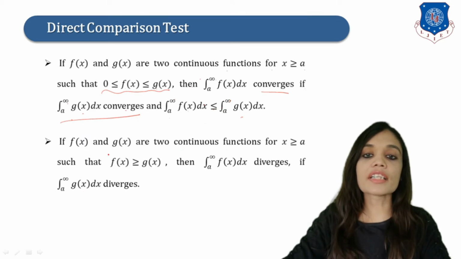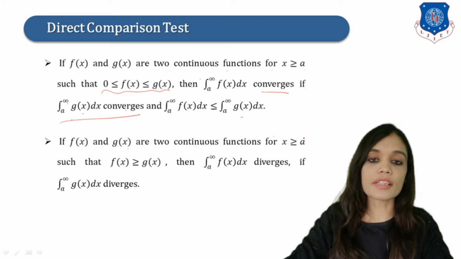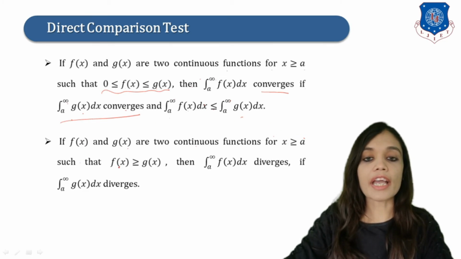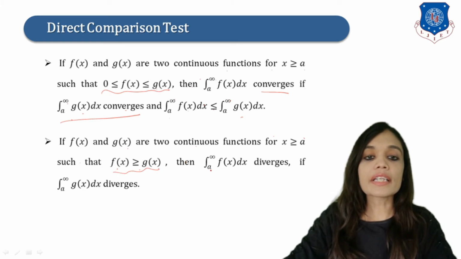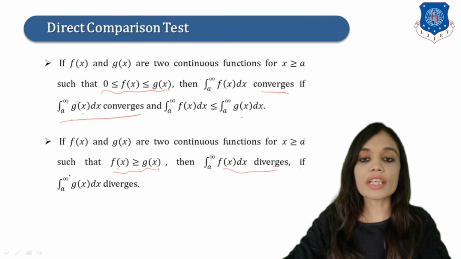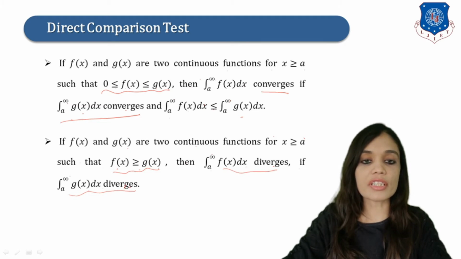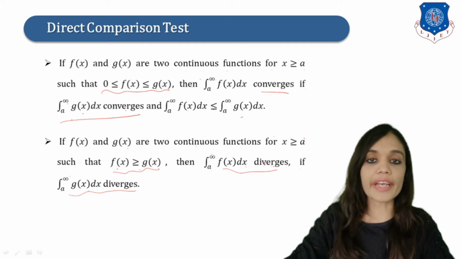right? And the next condition is if f of x and g of x are two continuous functions for x greater than equal to a, such that f of x greater than equals to g of x, then integration a to infinity f of x dx diverges, right? If integration a to infinity g of x dx diverges. So if the integral having g of x diverges, then the integral having f of x also diverges, right?